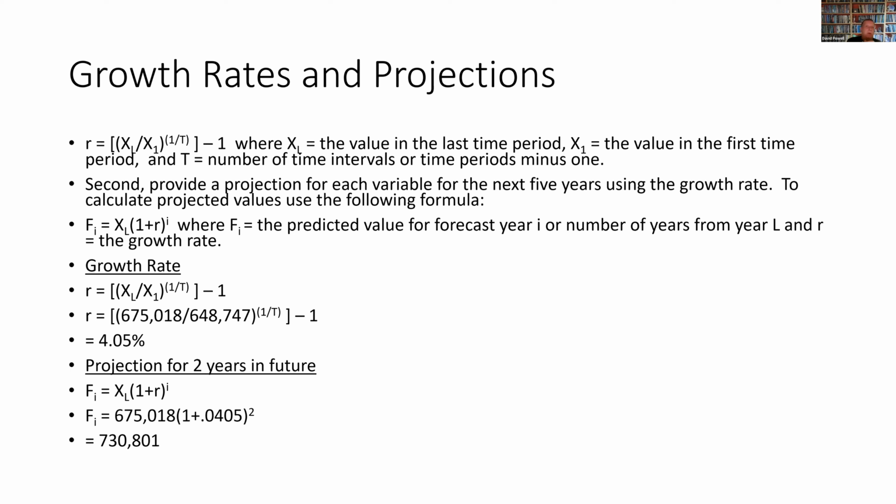If there are 3 years, it would be 1 divided by 3, and so on. But for our purposes, we're just looking at this year and the year before that. So it's 1 divided by T, so you're just raising it to the first power. When you do your division and subtract it from 1, you end up with a rate of growth of 4.05%.